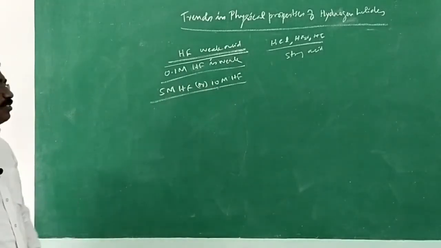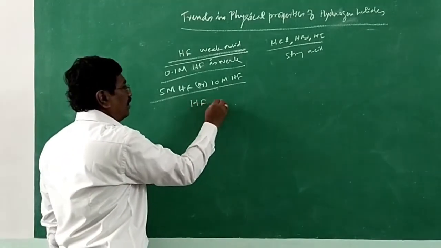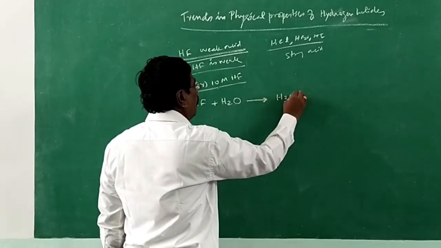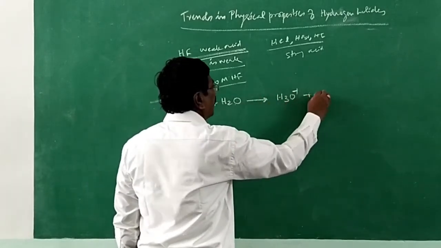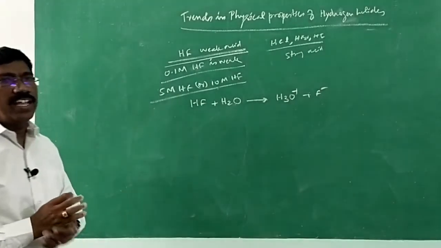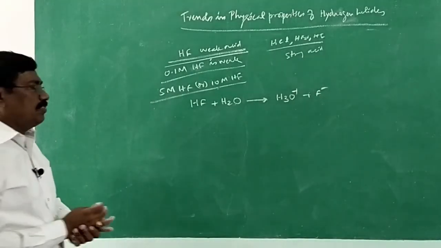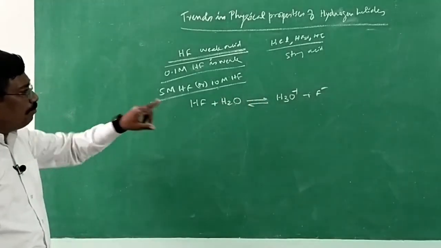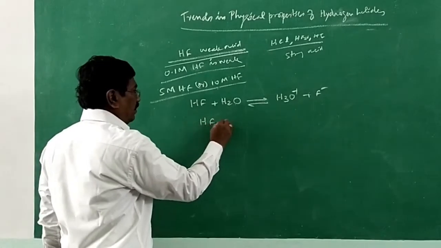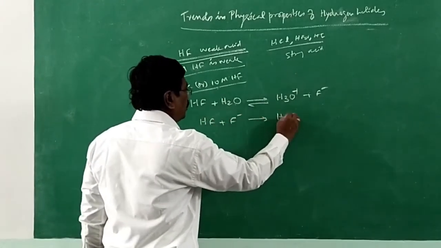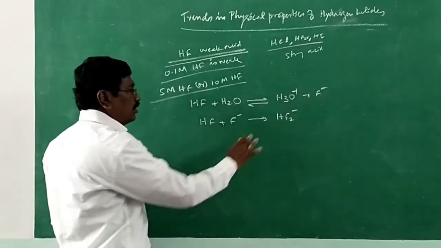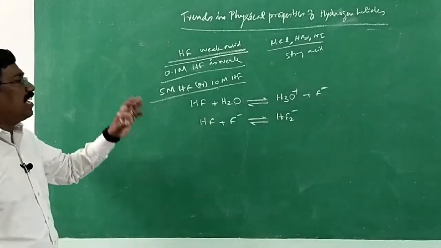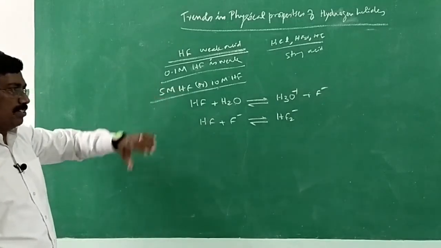Why so? In the concentrated solution, what is happening? HF combines with water to become H3O plus and F minus. Hydrofluoric acid with water becomes hydronium ion, of course a reversible reaction. The F minus again combines with HF to become HF2 minus. It is also reversible. This peculiar reaction is possible only in the case of hydrofluoric acid, maybe in the form of dimerization.